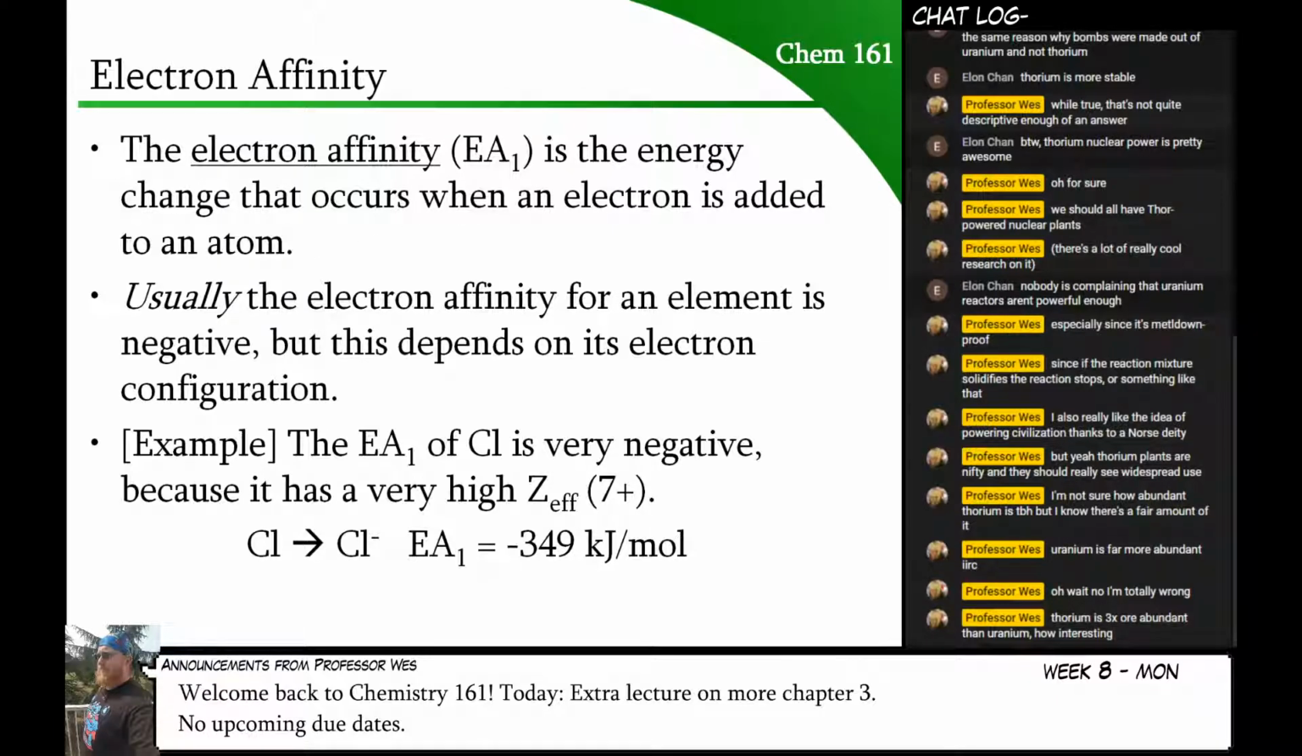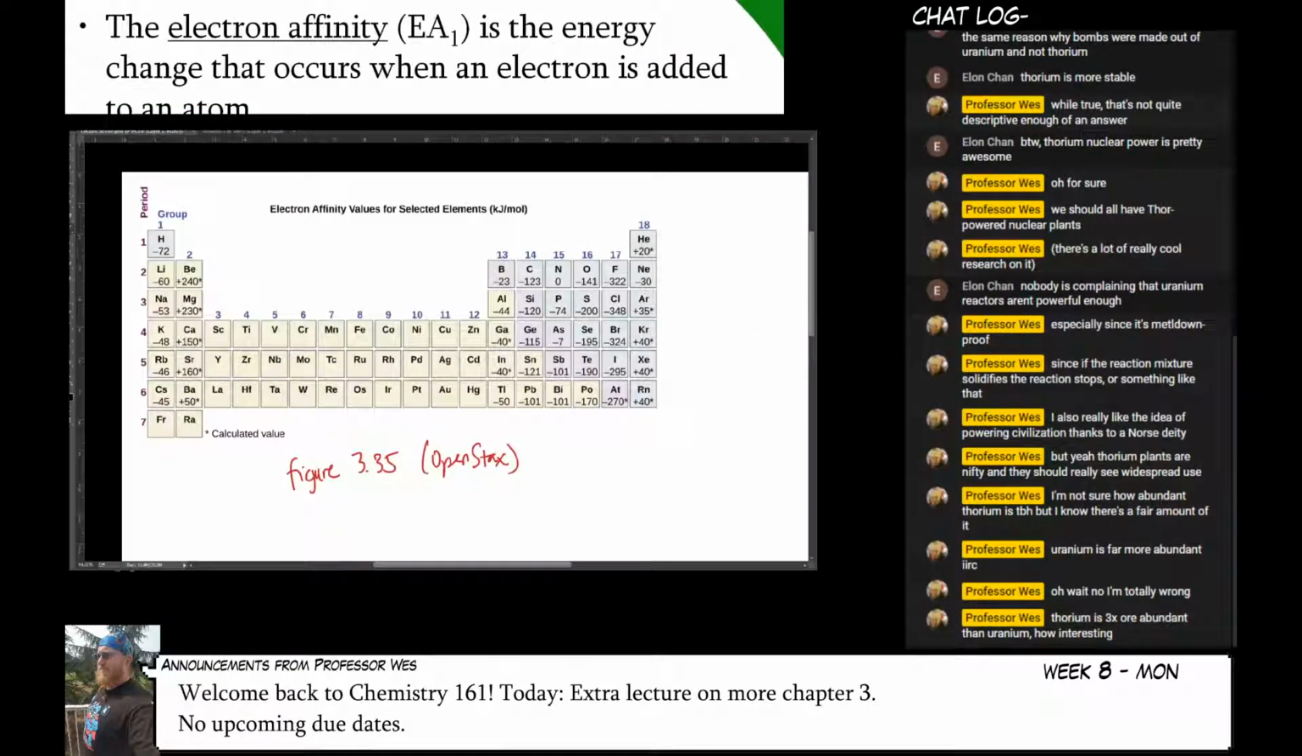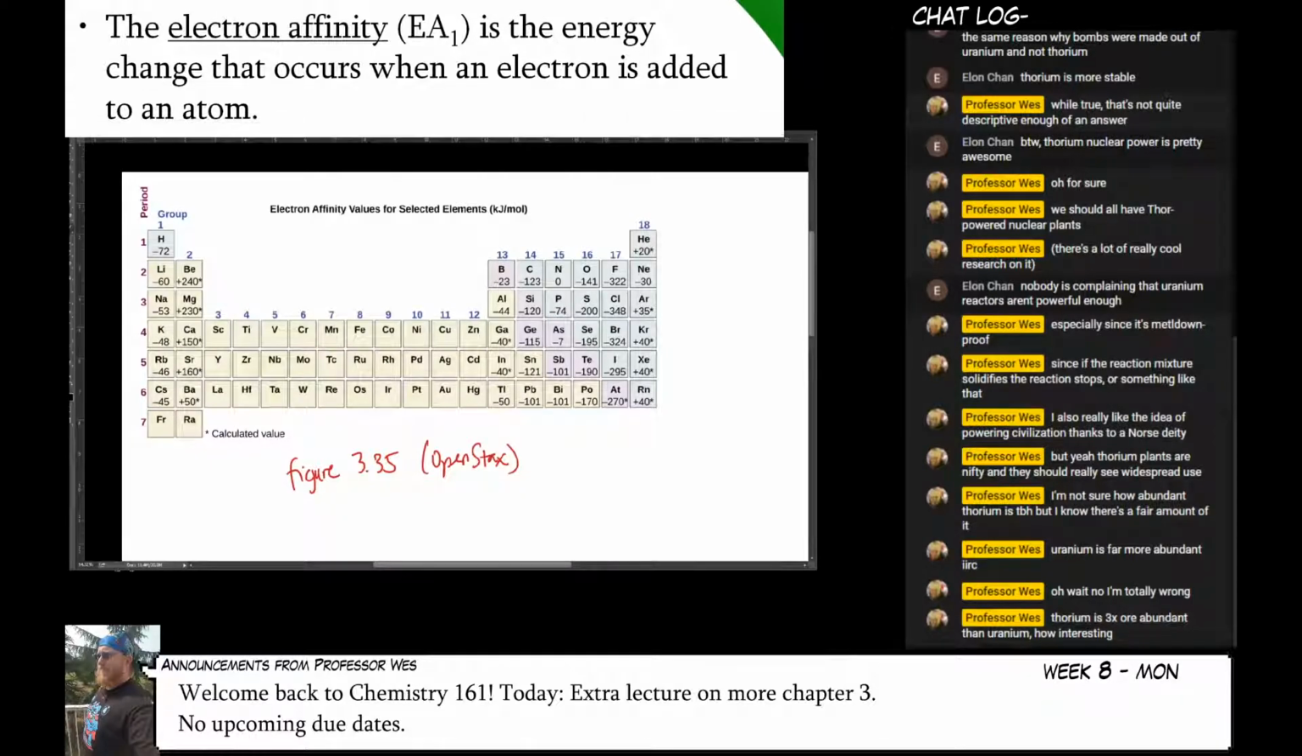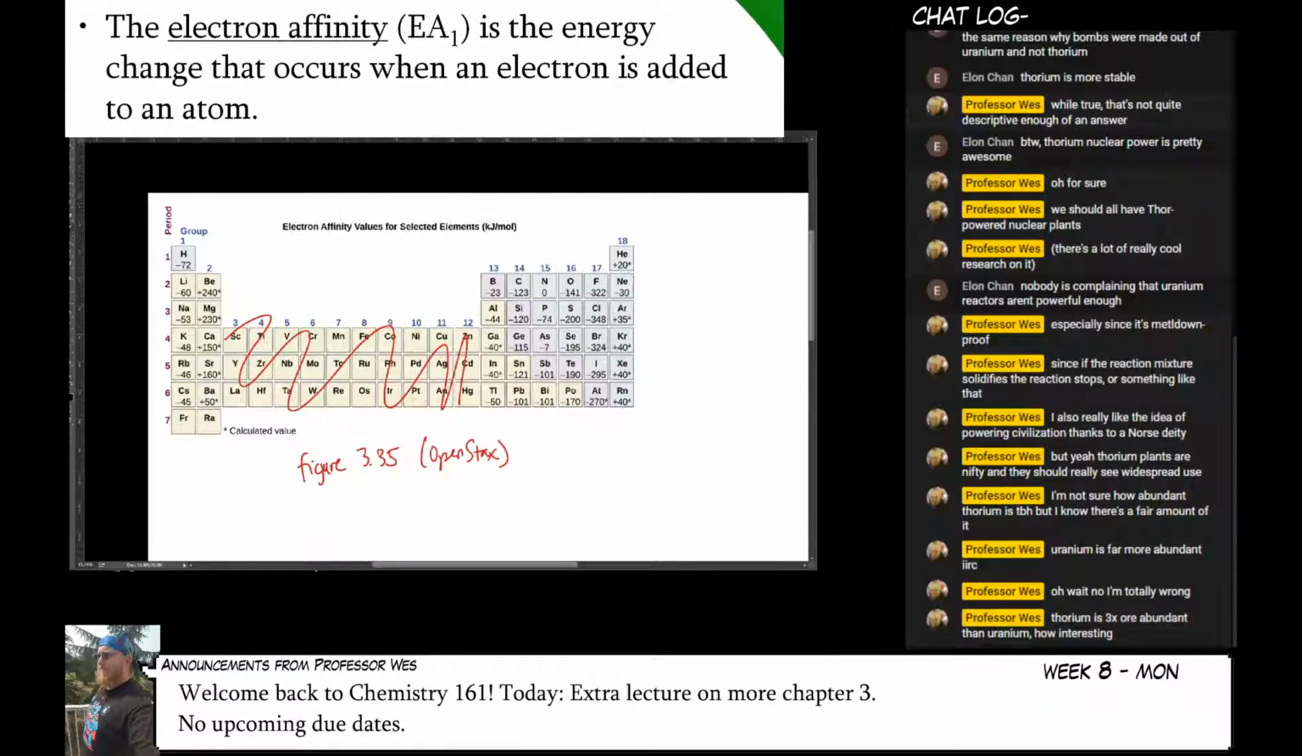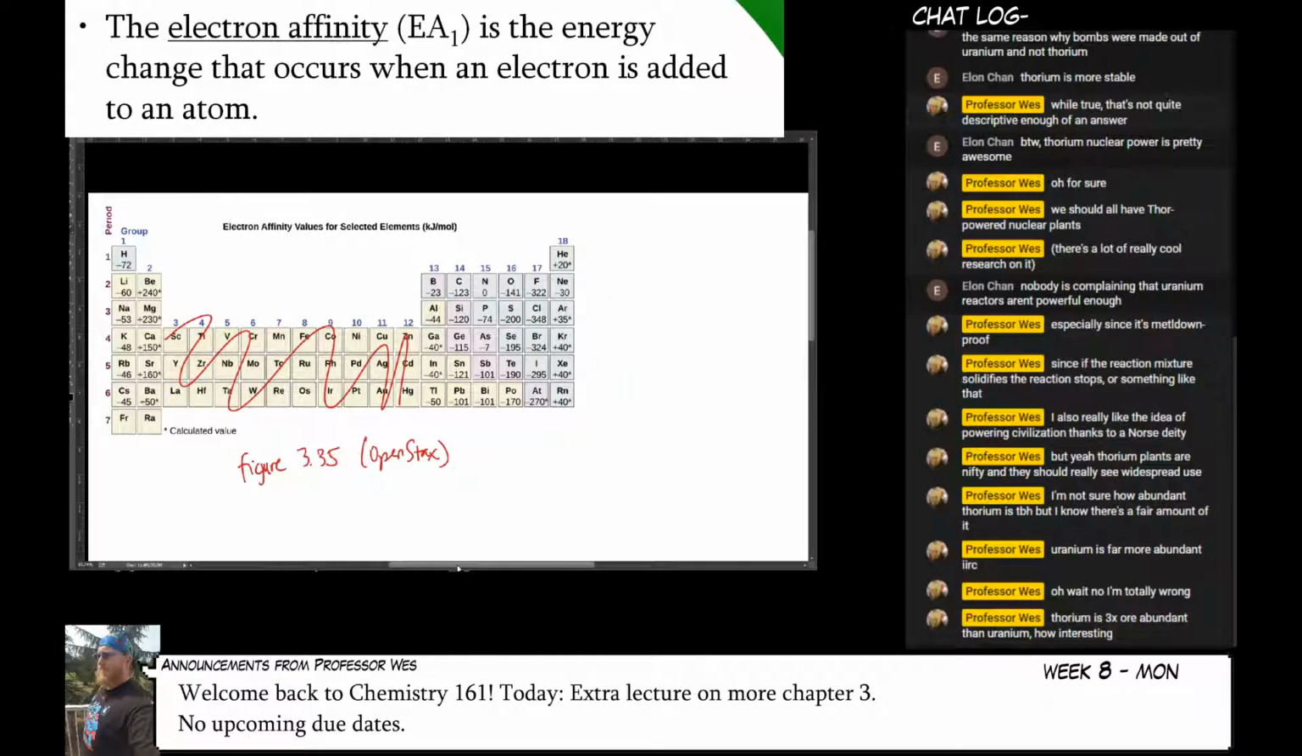So let's go over here to this screen. What I've done during the break, I copy and pasted the table of electron affinity from your textbook. This is OpenStax, figure 3.35, in section 3.5, which is what we're doing right now. We don't really have electron affinity data for transition metals, so we're just going to ignore them. But we're going to try and look at trends that we can see on here. In order to do that, I need more space, so I'm going to zoom this out a bit.